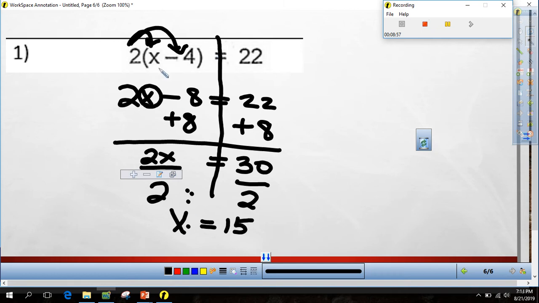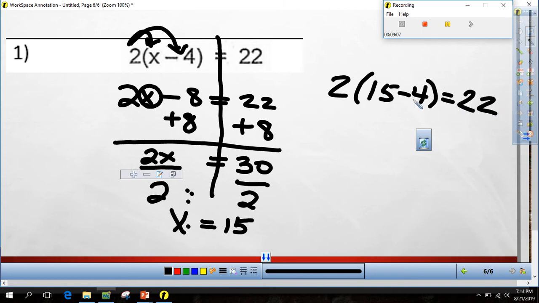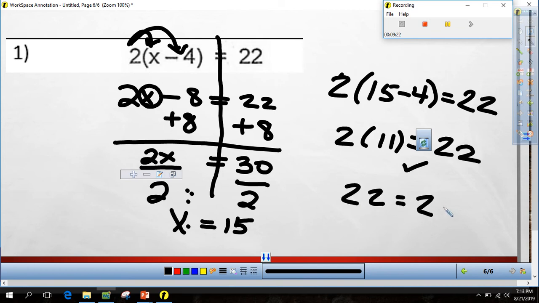Remember, you can always plug that back in, so it would look like 2 parentheses 15 minus 4 is equal to 22. Do parentheses first. 15 minus 4 is 11, so I have 2 times 11 equals 22. Is that true? Yes, it is. 2 times 11 is 22. 22 is equal to 22. Boom.